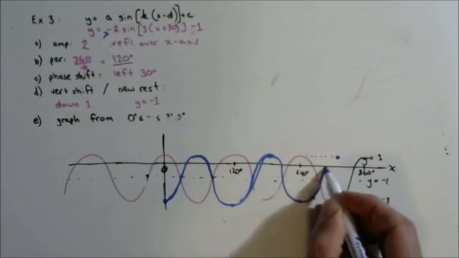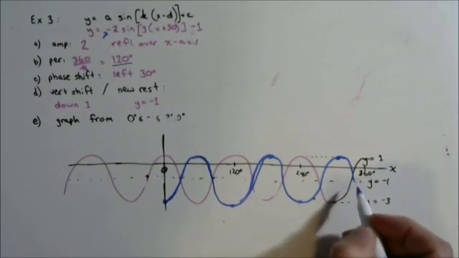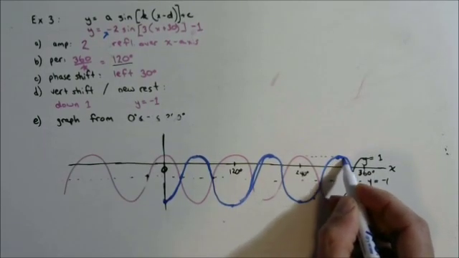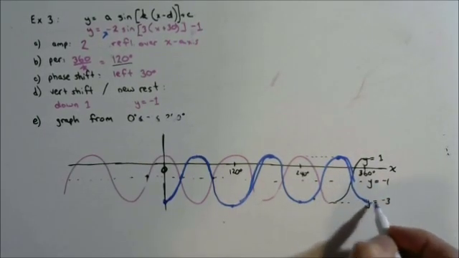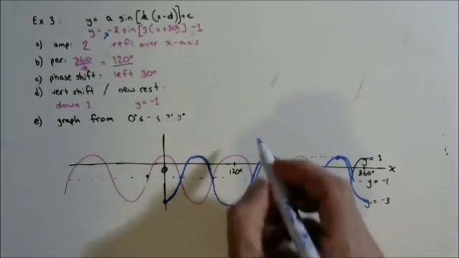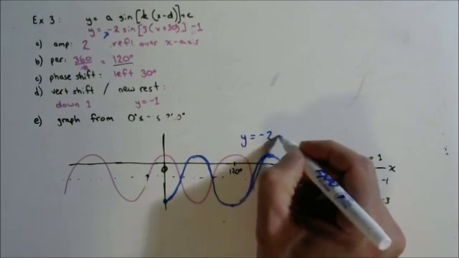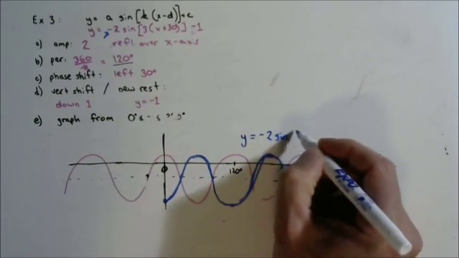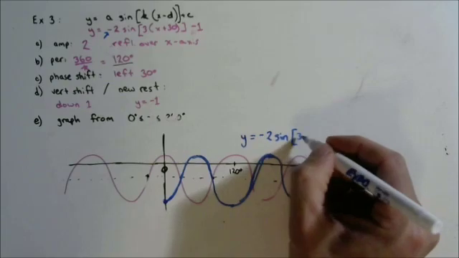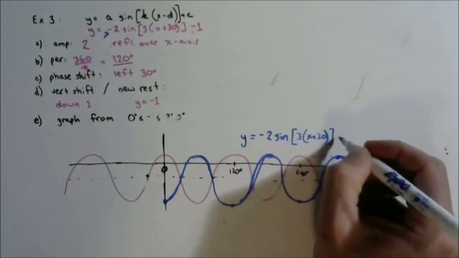And if we finish that all the way out, we will have 3 cycles between 0 and 360, indicated by this blue graph here, and y equals -2 sine 3x plus 30, close bracket, -1.